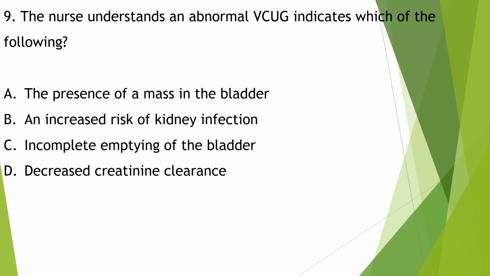An increased risk of kidney infection due to retrograde flow up the ureters. A voiding cystourethrogram is not looking for masses, incomplete bladder emptying or renal failure. So VCUG checks for an increased risk of kidney infection.